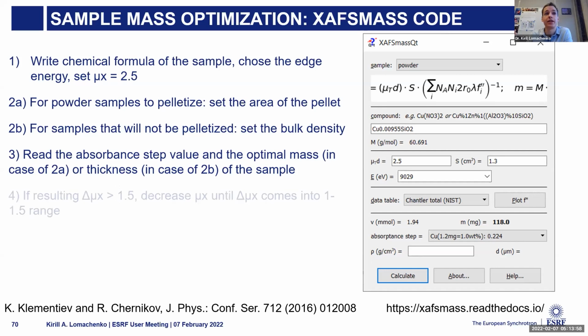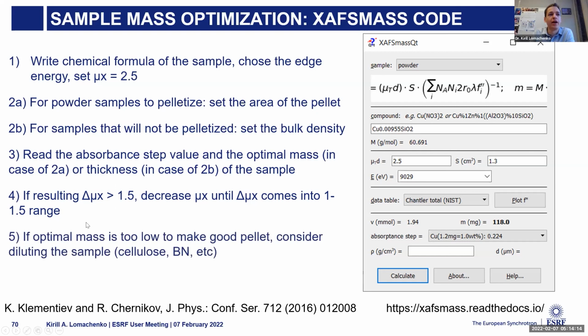And if your resulting edge jump is too high, so the sample is too concentrated, you should decrease the total absorption until the edge jump goes below 1.5. This will give you an idea of whether the measurement is actually feasible, so whether the edge jump is high enough to do a measurement in transmission, for example, or whether the edge jump is too high.